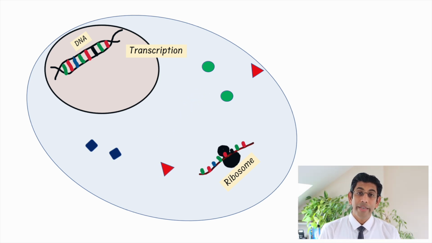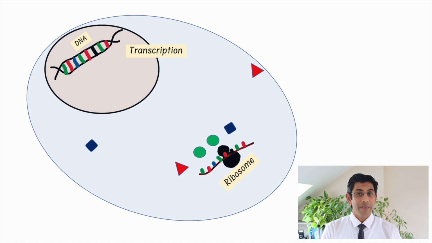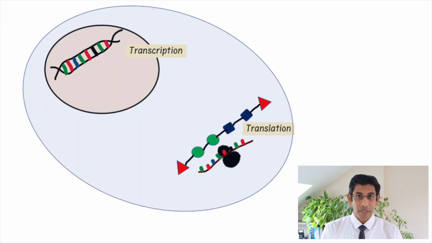Now the messenger RNA reaches the ribosome. The ribosome receives the instructions from the DNA through these mRNAs. It can use this instruction to arrange the amino acids in the right order to produce our protein. This process is what we call the translation process of protein synthesis.